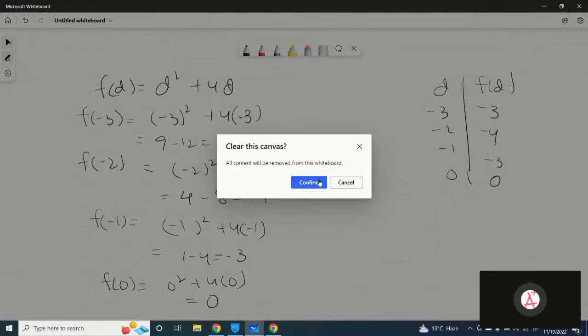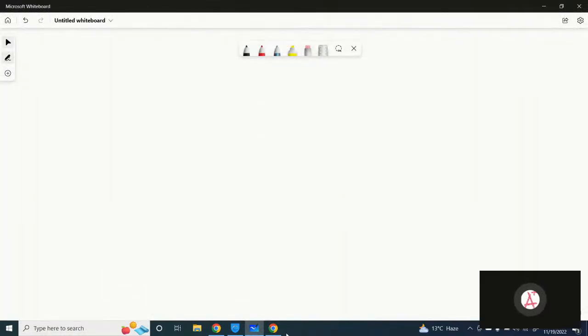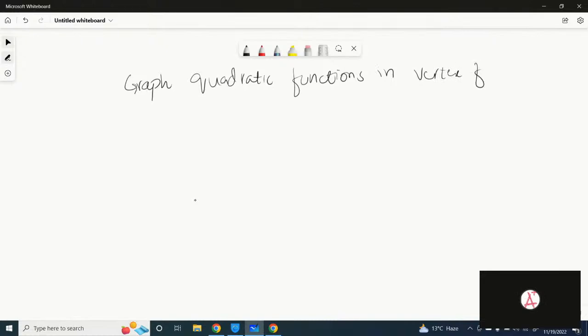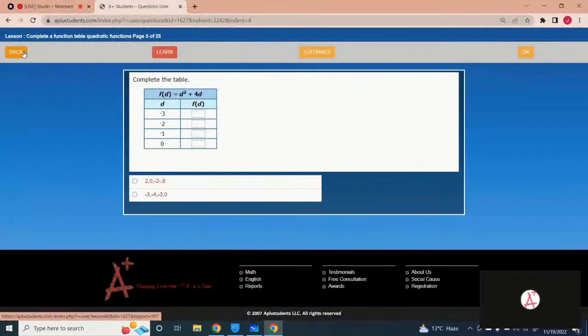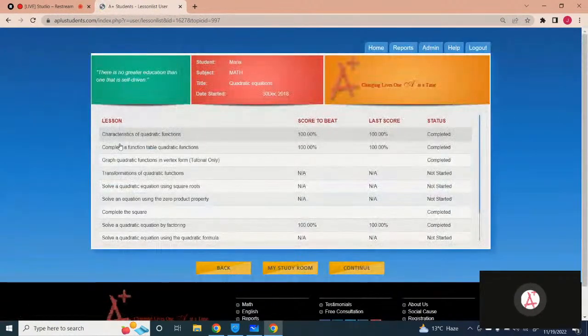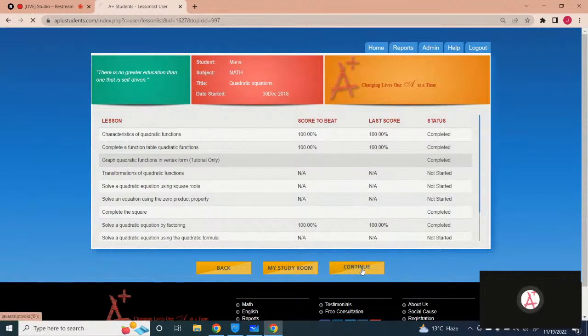The next topic is graph quadratic functions in vertex form. Let me write down the lesson name: graph quadratic functions in vertex form. Okay, just click on the back button. Here is the next topic. Graph quadratic functions in vertex form.